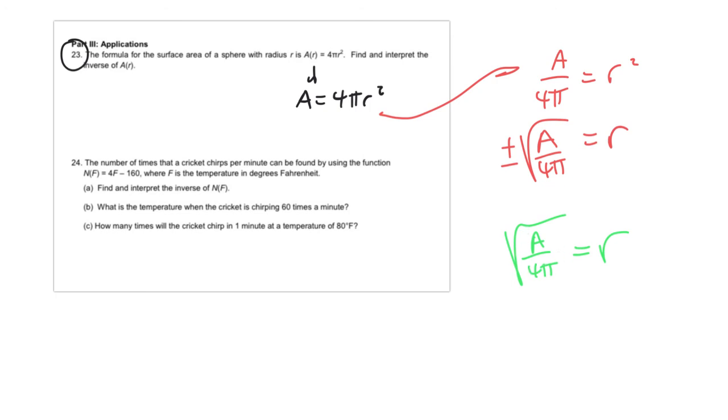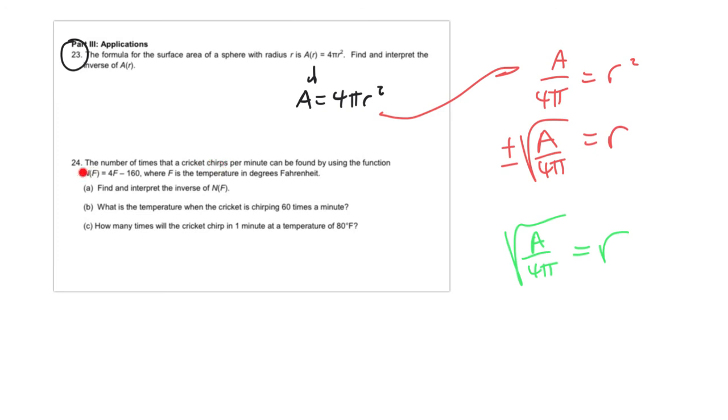All right, so let me just talk about 24. The number of times a cricket chirps per minute can be found by this function, where F is the temperature in degrees Fahrenheit. So the number of chirps depends on what temperature it is. So find and interpret the inverse. You would basically solve for F, and as far as the interpretation goes, you could easily find the temperature if you only knew how many chirps there were.